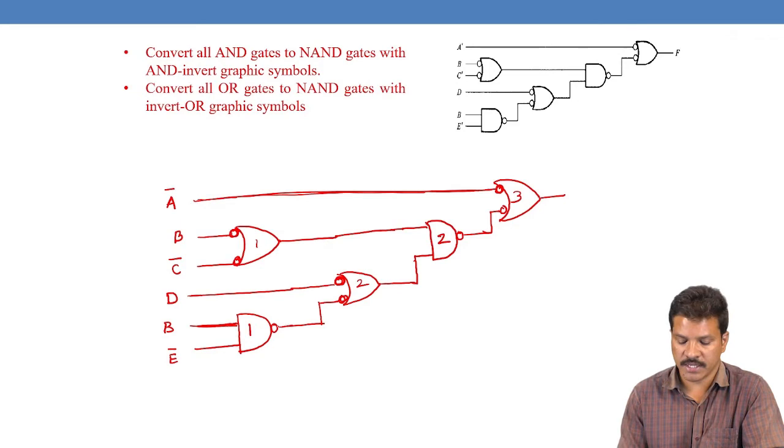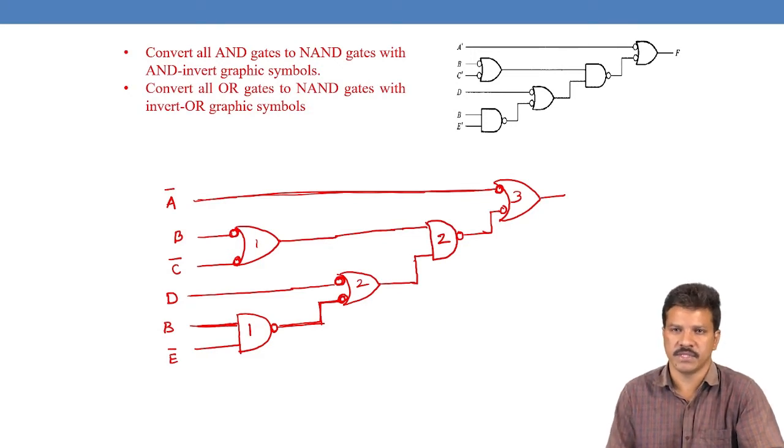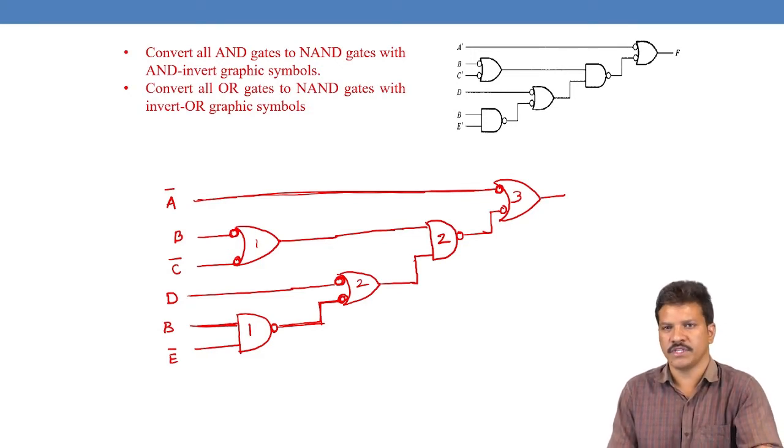So in this case, here already one bubble is there. On the same line, one more bubble is there. So we can compensate with those bubbles. That's why B and E bar won't change.